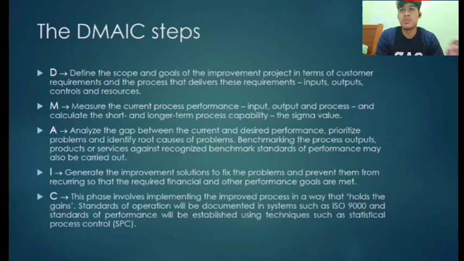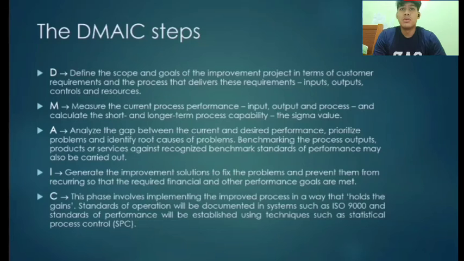Next is we have the M for measure. Measure the current process performance, or the input, output, and process, and then calculate the short and longer term process capability, or the sigma value. Then A, we have analyze the gap between the current and desired performance. So prioritize the problems and identify the root causes of the problems. So for analyzing the problems, we can identify yung pinaka-root ng problems. So, mas madali nating masusolusyonan yung mga certain problems.